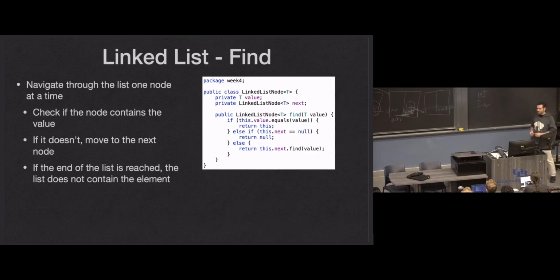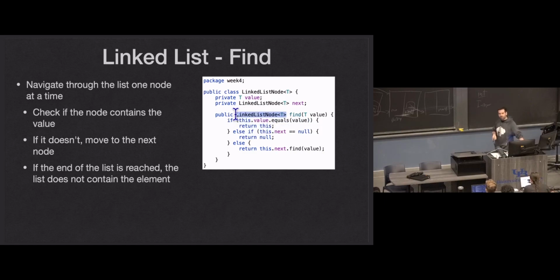Okay, and find. So find is a little bit more work, and there's one key point that I want to make: our check for null is not the first thing that we do, and it must not be the first thing that we do. What we'll do is check if the node we're looking at has the value that we're looking for. If it does, we're going to return a reference to the node. So we're not returning a Boolean here to say yes, we found it, or no, we didn't.